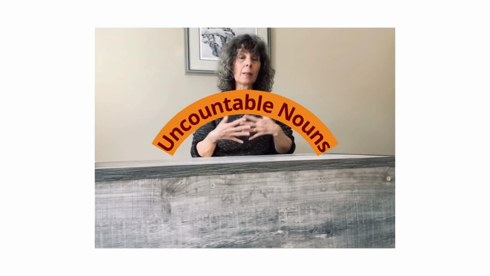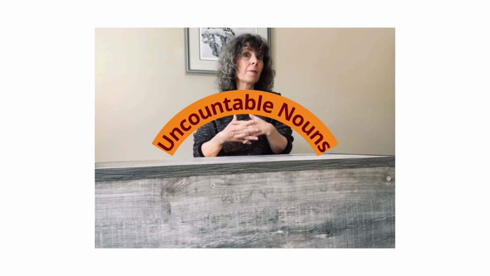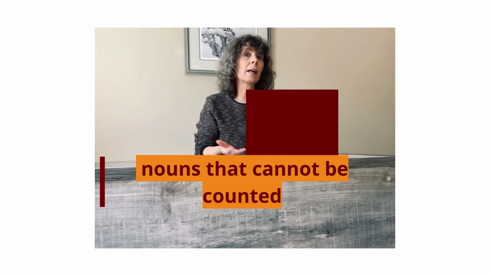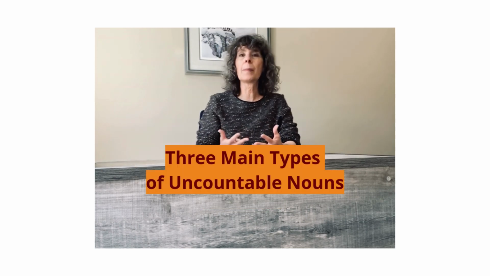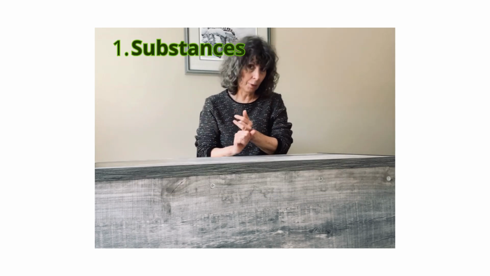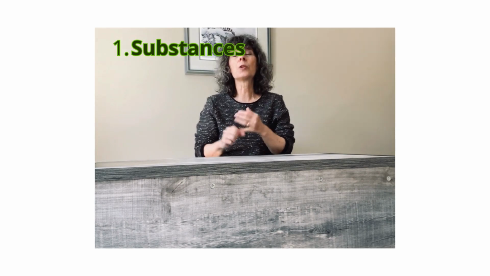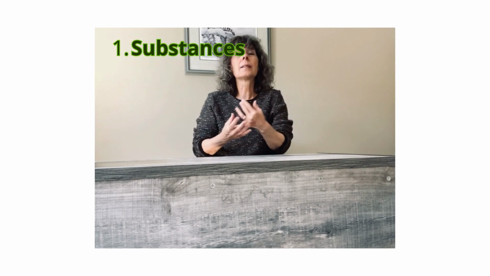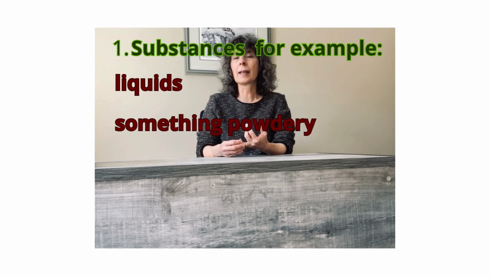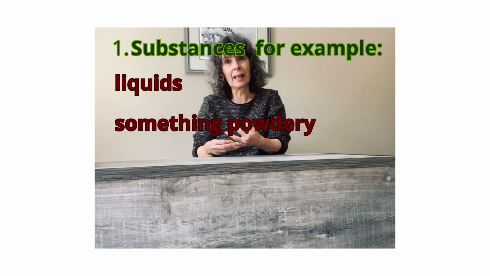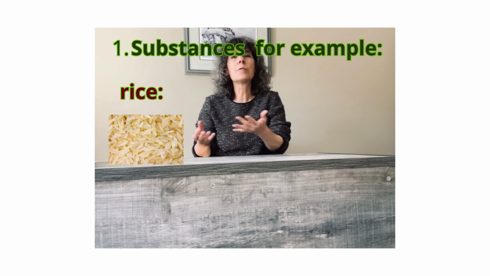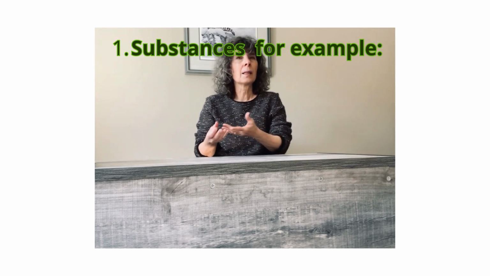So let's talk a little bit about uncountable nouns for a minute. So an uncountable noun is a noun that cannot be counted. And we have 3 main types of uncountable nouns. The first one is when you are referring to a substance. A substance that could be a liquid. It could be something that is powdery, like sand, for example. It can be grainy or granular, like rice, like lentils.